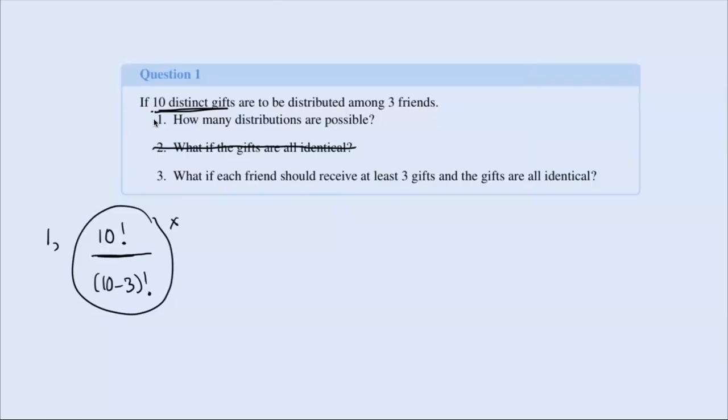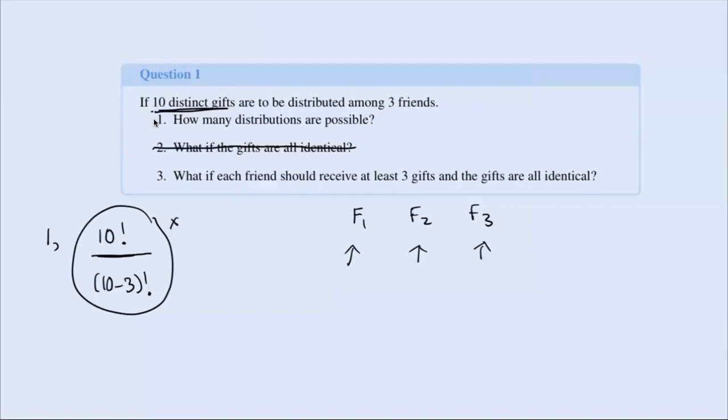Another way you could think about this problem, instead of having friend 1, friend 2, and friend 3 and trying to distribute the gift to each friend, is this: if you do it like that, you will have to do lots of cases, because it depends on how many gifts each friend is going to take.